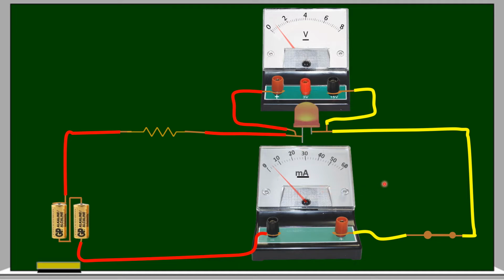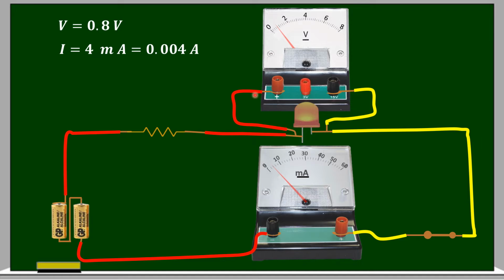So what is the voltage between the two terminals of the LED here? It is 0.8 volts, and the current passing through the LED is 4 milliamperes. So let us note down these values.